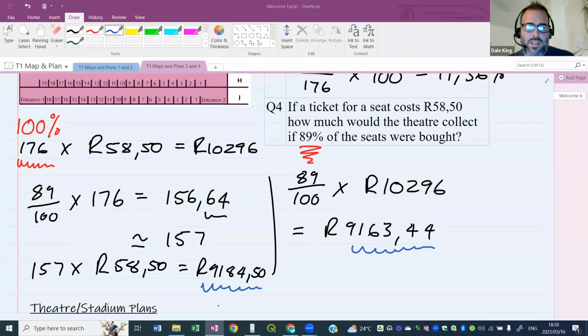Anybody? Why is there a slight difference in our answer here? We're doing the same thing. On the left, we said 89% of the seats. And on the right, we said 89% of the Rand value. Why are we getting a different answer? Some brave soul. Anybody out there? Going once. Going twice. Going 3 times. 4 times? And a full time.